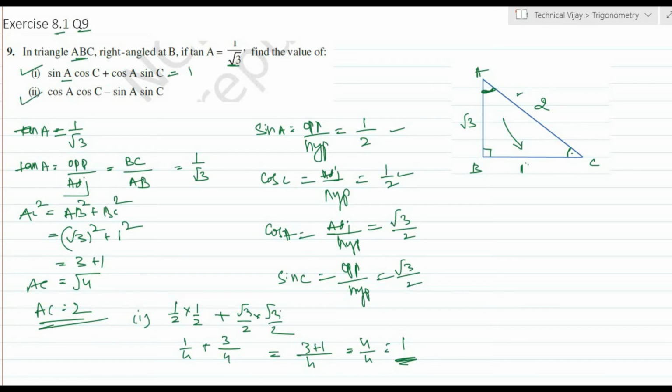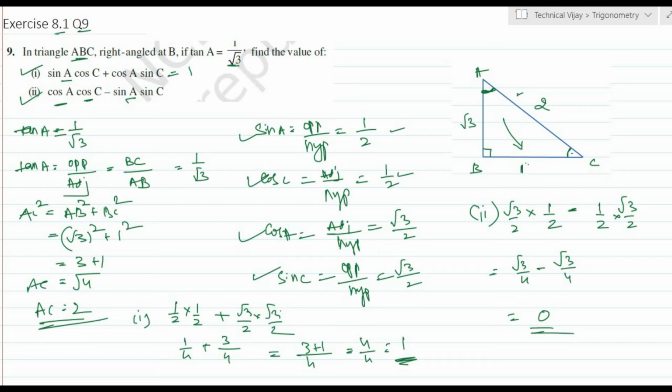So second one we will see. Here cos A, cos C. Here cos A we know, cos C also we know, sin A we know, sin C we know. So we will substitute here. That is second portion. So cos A is root 3 divided by 2 into cos of C, here 1 by 2, minus sin A into sin C. Sin of A means 1 by 2, sin of C means root 3 by 2. So here root 3 divided by 4 minus here also root 3 by 4. So this is equal to 0. So this value is 0. Okay, we will go for next one.